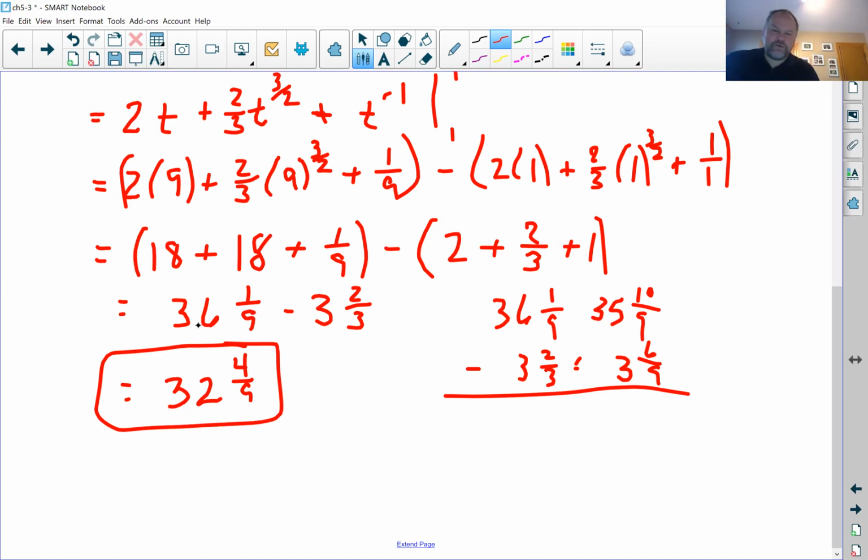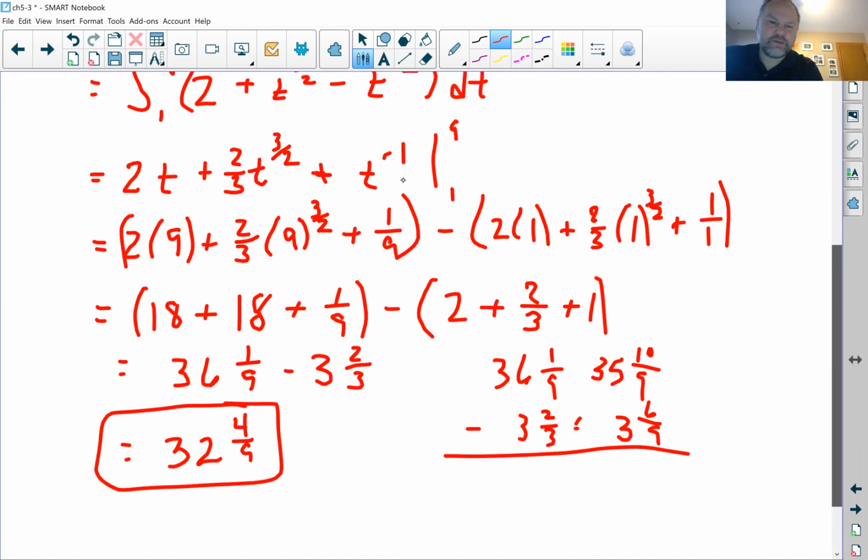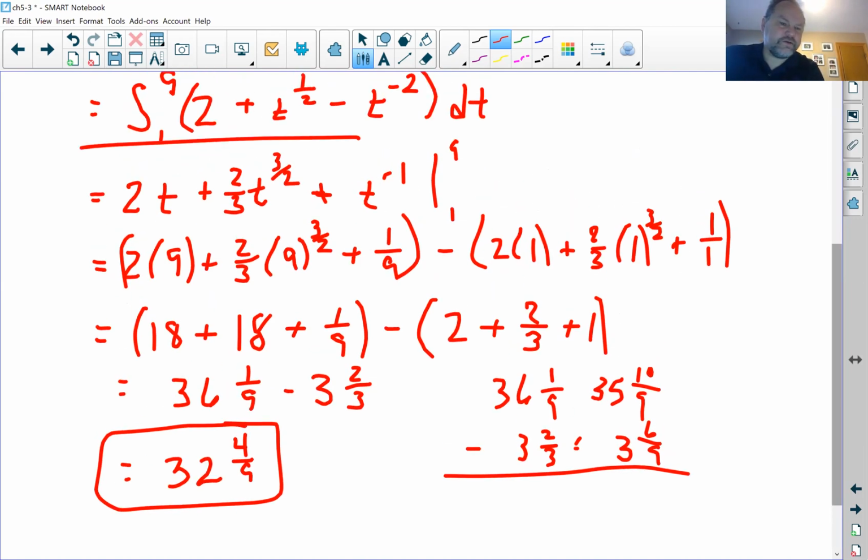So like I say, you could simply plug the function into a calculator, look at the value at 9, look at the value at 1, and subtract. Questions?